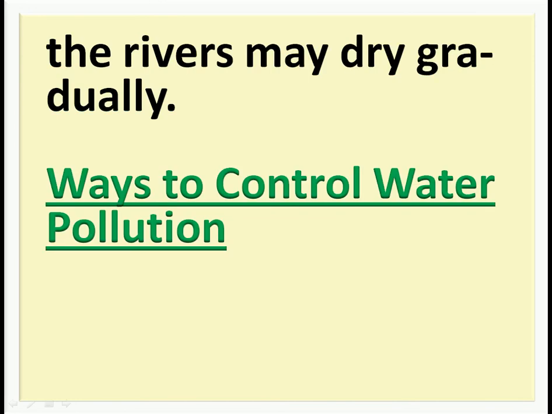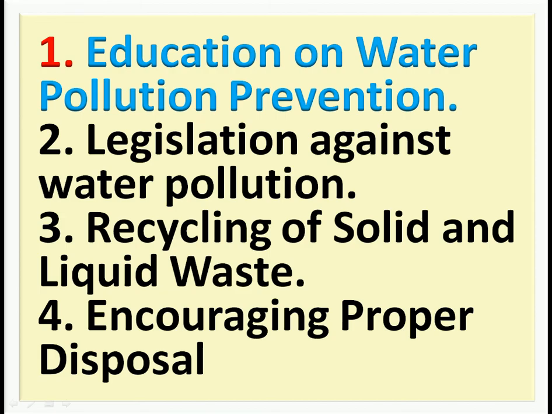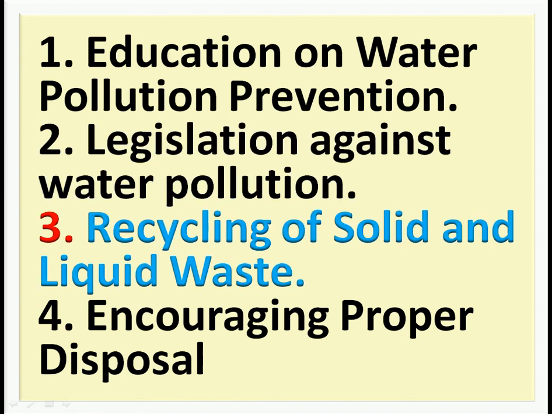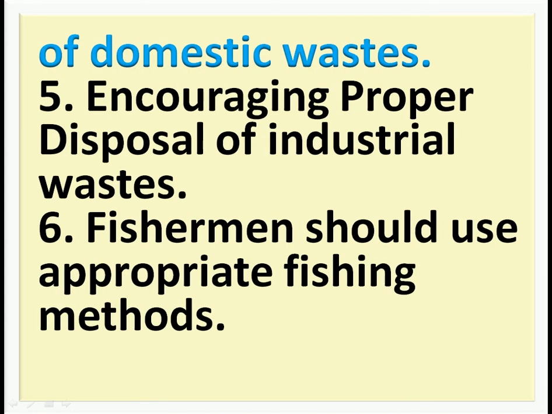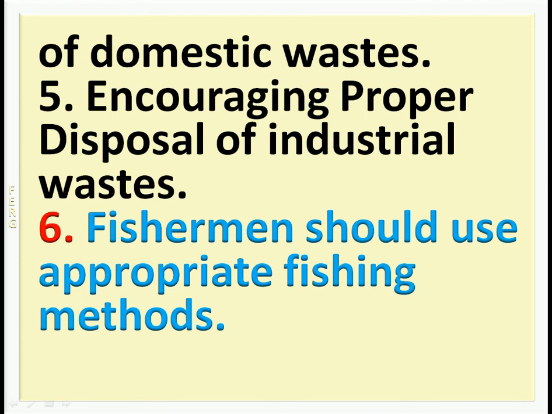Ways to control water pollution. What measures are used to control water pollution? 1. Education on water pollution prevention. 2. Legislation against water pollution. 3. Recycling of solid and liquid waste. 4. Encouraging proper disposal of domestic wastes. 5. Encouraging proper disposal of industrial wastes. 6. Fishermen should use appropriate fishing methods.